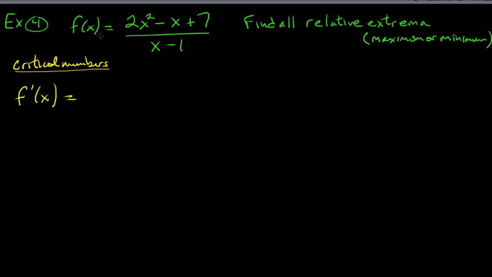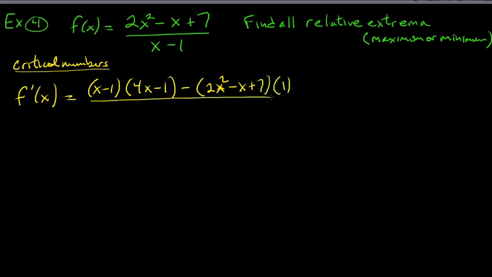Now, this is not a polynomial, right? This is a rational function, which means when we take the derivative, we'll have to use the quotient rule. So low d high minus high d low. Yep, so denominator times the derivative of the numerator minus numerator times the derivative of the denominator, which is 1, and then divided by the denominator squared.